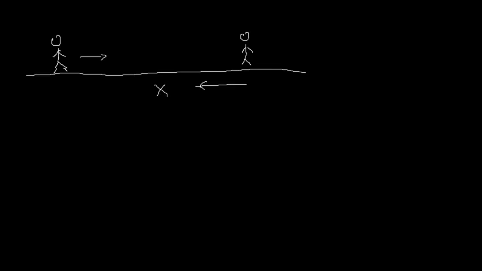So from here to here, let's say it's 2 meters. And let's say he took 4 seconds to walk this distance. And from there backwards, let's say he walked 1 meter, and let's say he took 1 second. Okay, now let's try and plot a graph of this.